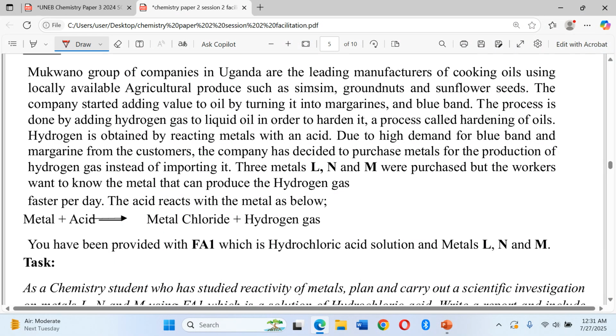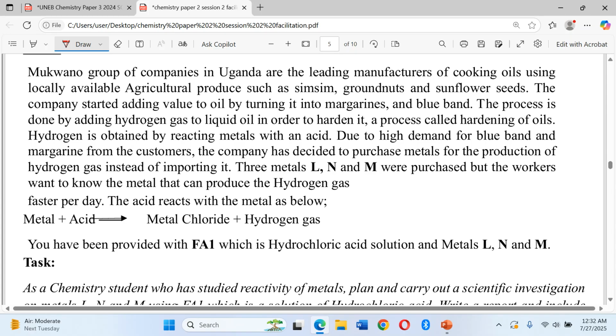Mukwano Group of companies in Uganda are the leading manufacturers of cooking oils using locally available agricultural produce such as simsim, groundnuts, and sunflower seeds. The company started adding value to oil by turning it into margarines and Blue Band. The process is done by adding hydrogen gas to liquid oil in order to harden it, a process called hardening of oils. Hydrogen is obtained by reacting metals with an acid.